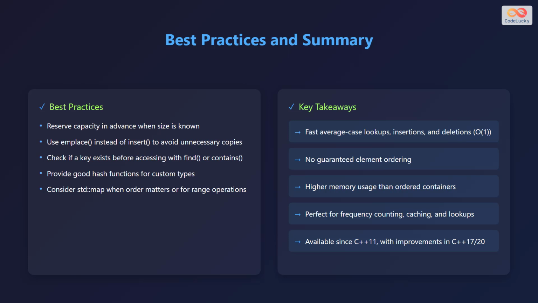To summarize, standard unordered map offers fast average case lookups, insertions, and deletions with a time complexity of order of 1. It does not guarantee any element ordering. It typically has higher memory usage compared to ordered containers. Standard unordered map is perfect for tasks such as frequency counting, caching, and fast lookups. It has been available since C++11, with further improvements added in C++17 and C++20.